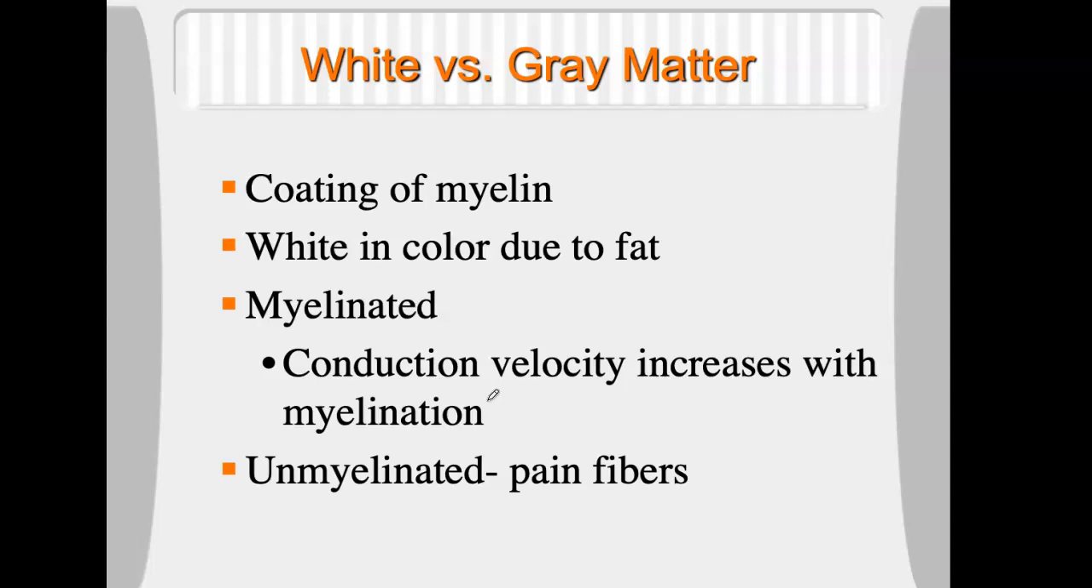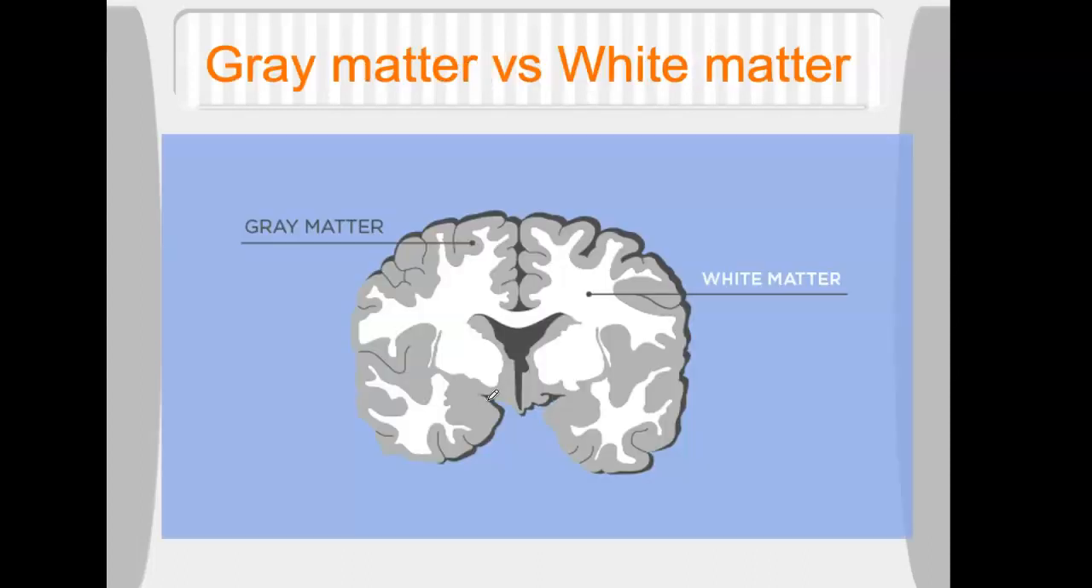As an example, then, the unmyelinated ones would be pain fibers, where you feel that sort of pain that you can't really tell where it's coming from, and it's sort of diffuse. It's not this sharp pain. That tends to be an unmyelinated pain fiber.